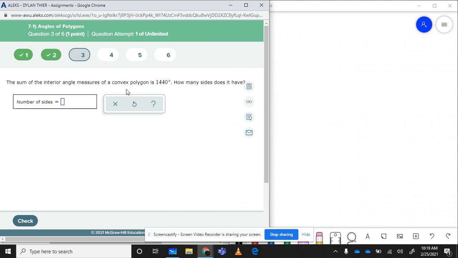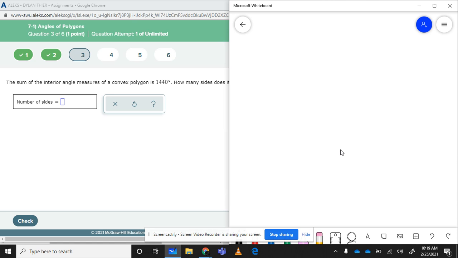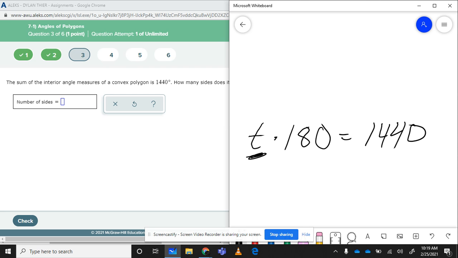Okay, so this one is kind of going in the opposite order. So they're going to tell us what the sum is, and then they're going to ask us how many sides it has. Well, if our general idea is we took our number of triangles, say t, and I multiplied it by 180 to get the total sum, then this is basically what that last step would have looked like if I was going in the direction we did on the last problem. So we would have had some number of triangles times 180 degrees would equal 1440.